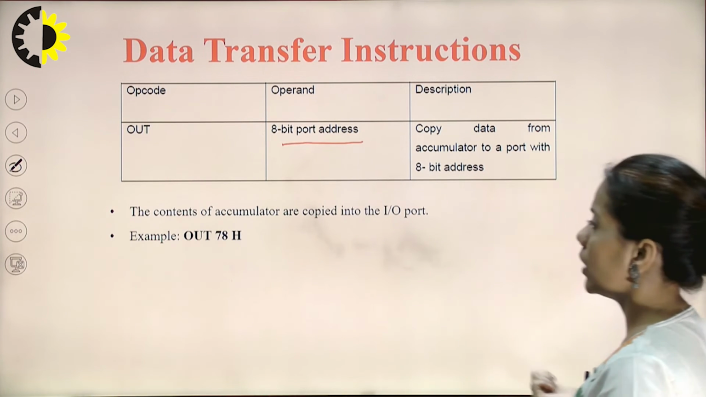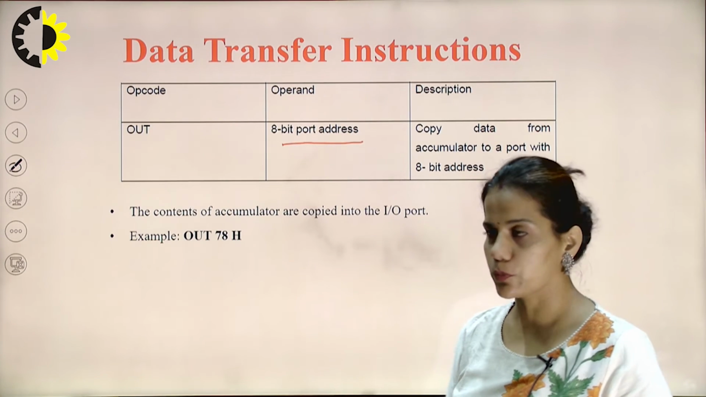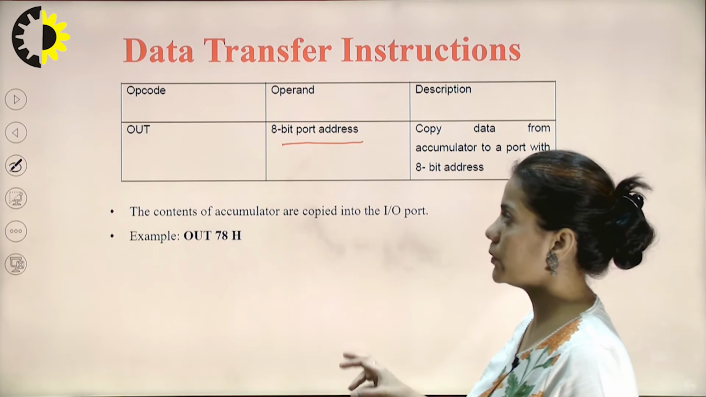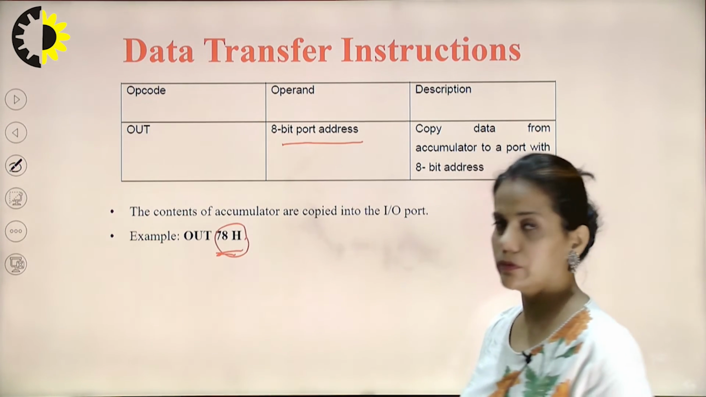This is the OUT operation. It always works with the input/output ports, and the accumulator is involved. Whatever the contents stored in the accumulator, that will be sent out to the output port. This is the address of the output port.